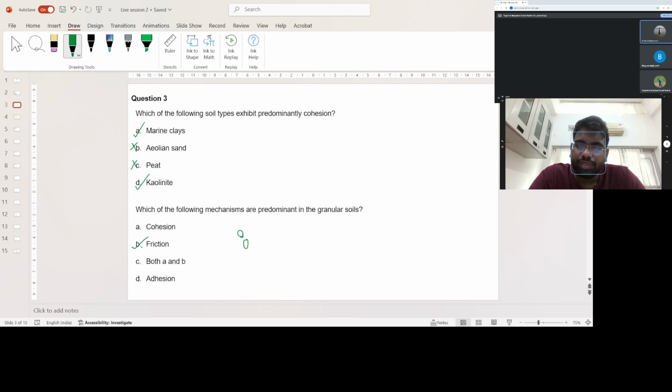But as far as the predominant mechanisms of deformation are considered, friction plays the major role. Am I clear? Okay.